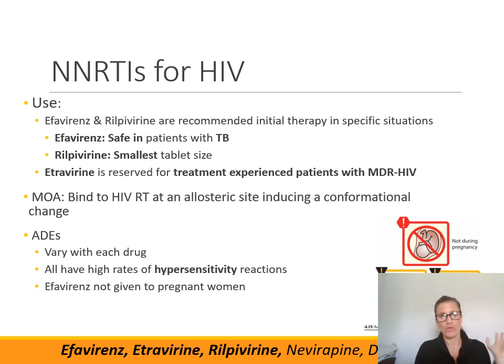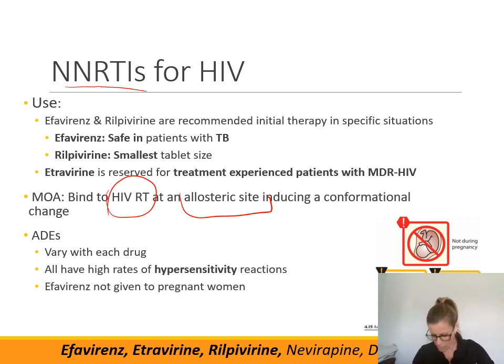Okay, so those were the NRTIs. Now the NNRTIs, the non-nucleoside reverse transcriptase inhibitors. These also bind to HIV reverse transcriptase, and they also inhibit the reverse transcriptase. But these are not nucleoside analogs, so they don't bind at the normal binding site. These bind at an alternate site or an allosteric site, and that induces a conformational change, or a change in shape, of the reverse transcriptase, and then the reverse transcriptase doesn't work anymore.